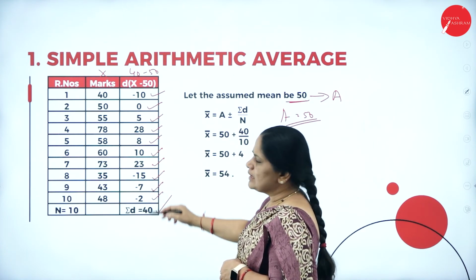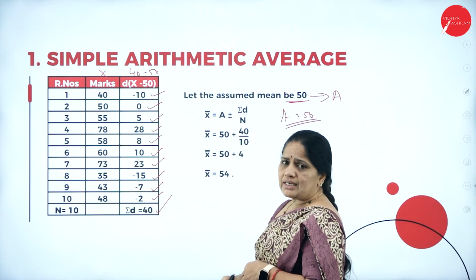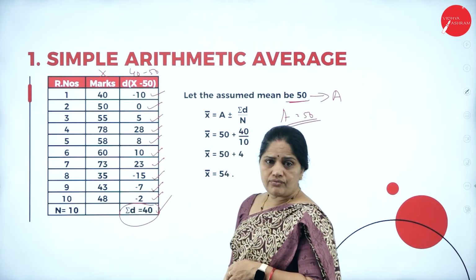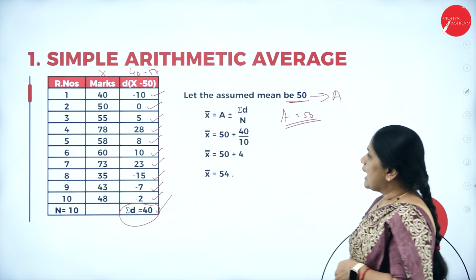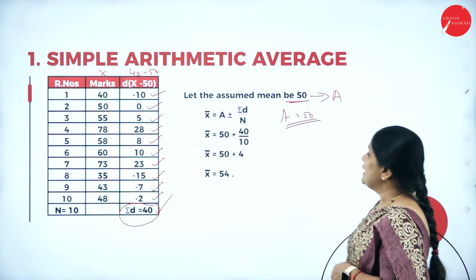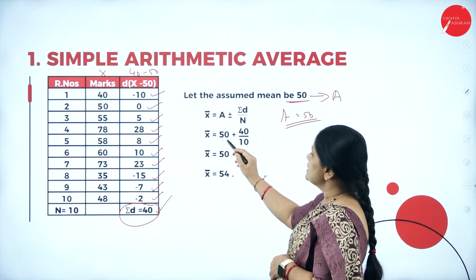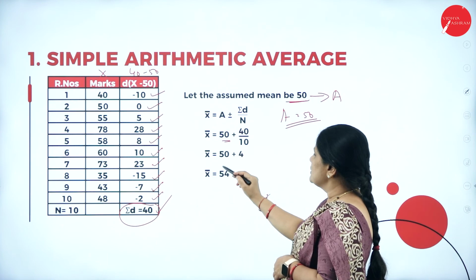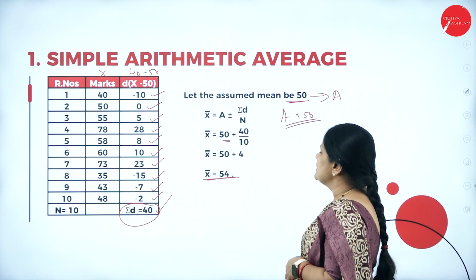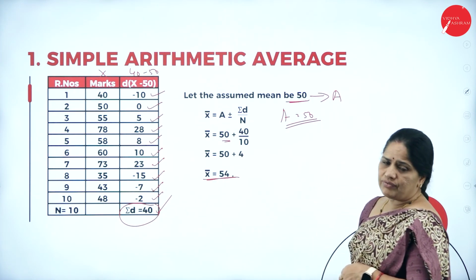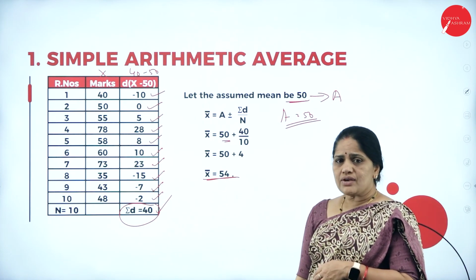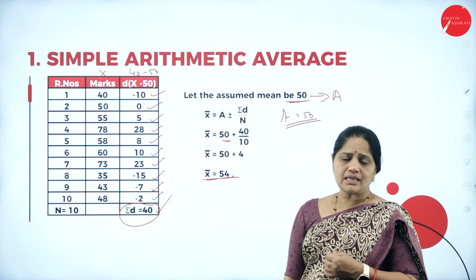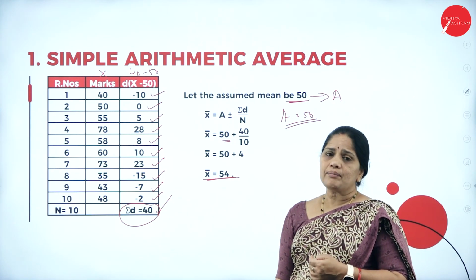When you add all the positive values and subtract all the negative values, we get sigma d equals 40. Now I substitute the values in the formula: a equals 50 plus 40 by 10. When I simplify this, I get the answer as 54. So mean equals 54. This is how you calculate the arithmetic mean by the shortcut method.